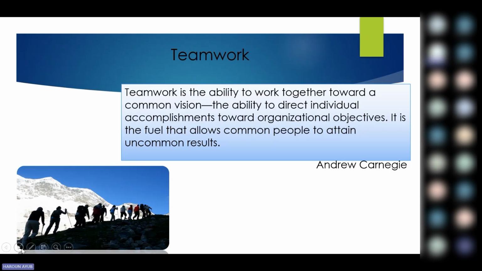So teamwork is the ability to work together towards a common vision, the ability to direct individual accomplishment towards organizational objectives. It's the fuel that allows common people to attain uncommon results, by Andrew Carnegie. So at the lab, we are working as a team. If you have only individuals working and no team, usually there are so many issues that relate to that. A lab or an organization that has a culture of working as a team usually achieves its processes quite effectively with not much hassle.